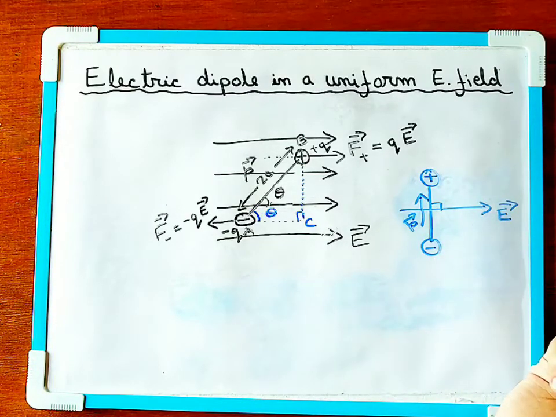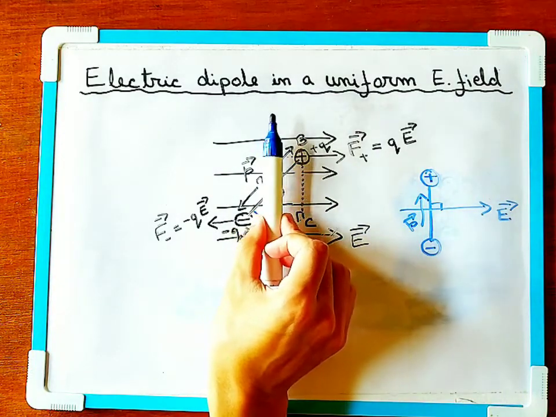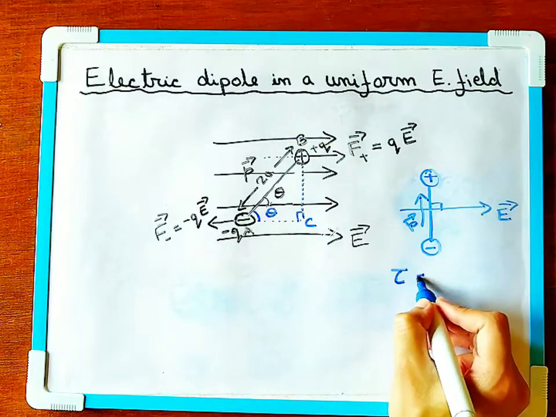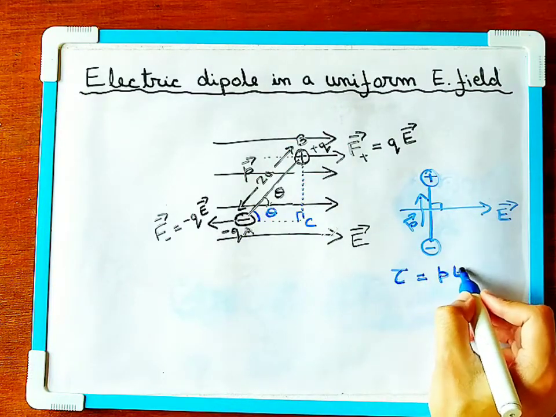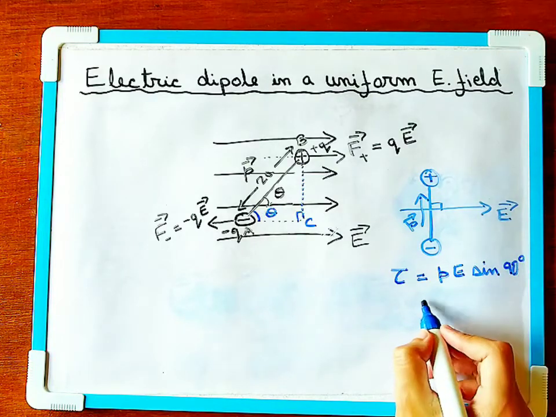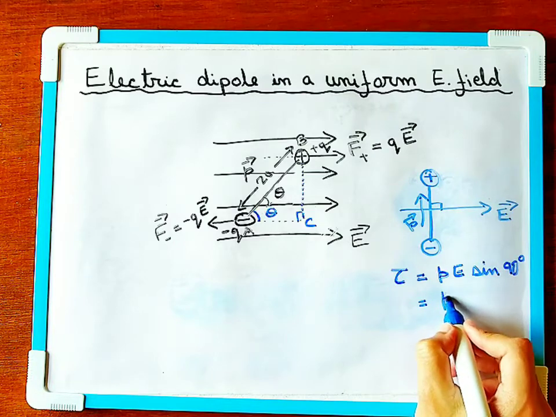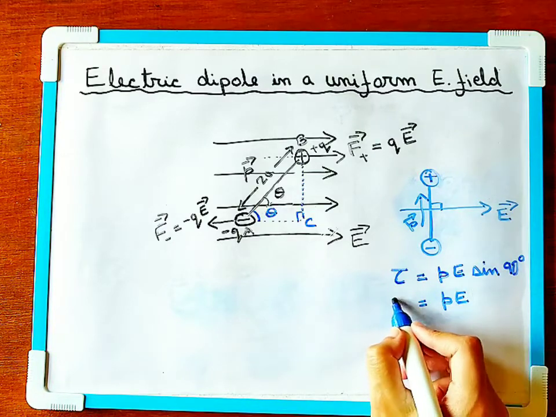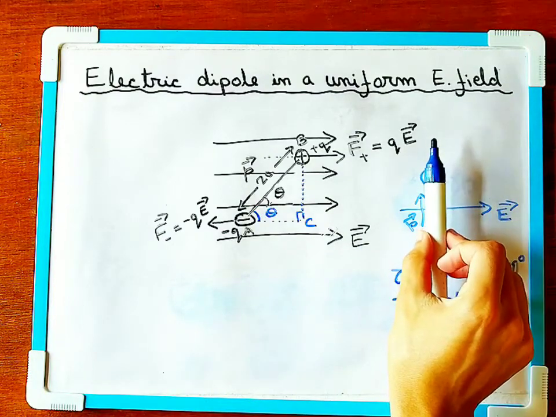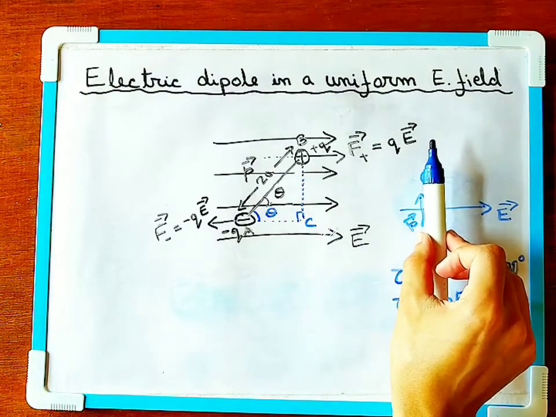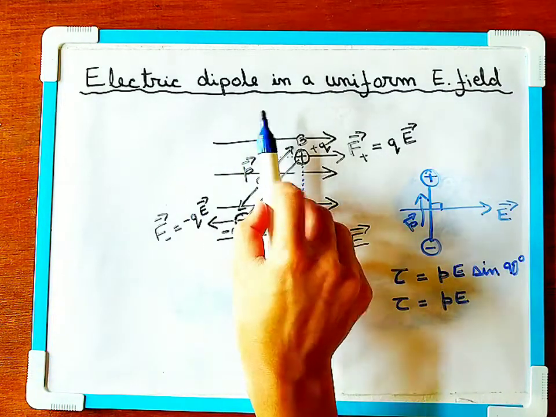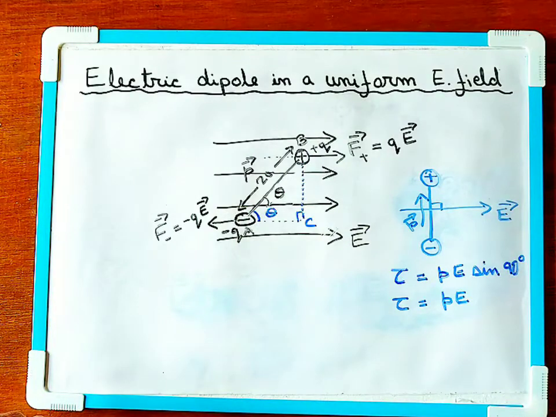If your electric dipole is placed in this way, then the magnitude of the torque experienced by this electric dipole will be PE sine of 90 degrees, and sine of 90 degrees is equal to 1. So here we have PE. So this is your tau. If it is placed in this position, then the electric dipole will experience a maximum torque.